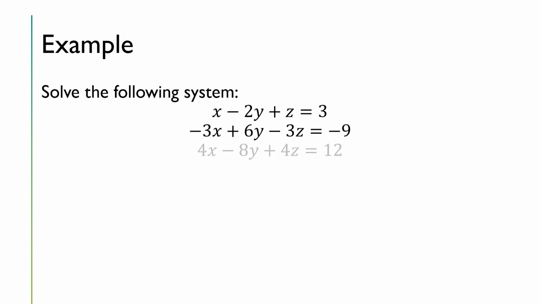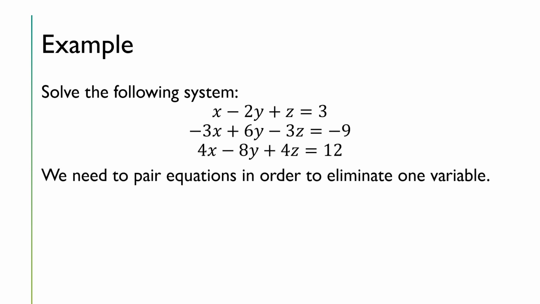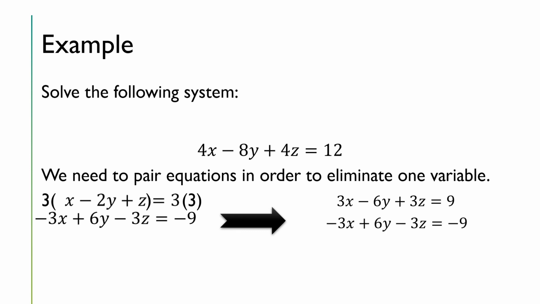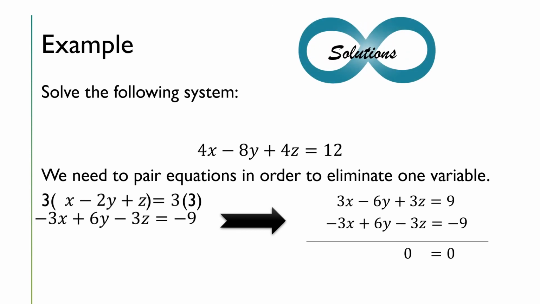Another system. So we need to pair two equations in order to eliminate one variable. So I multiply the first one by 3 and added the result to the second equation. Therefore, the first one will become 3x minus 6y plus 3z equal 9, and the second one is -3x plus 6y minus 3z equal -9. Adding these two equations, we got 0 equals 0, and in this case, we have infinite solutions.